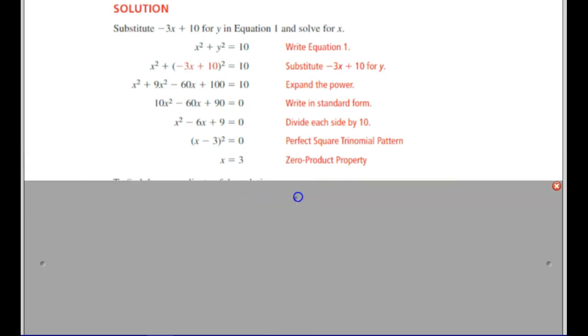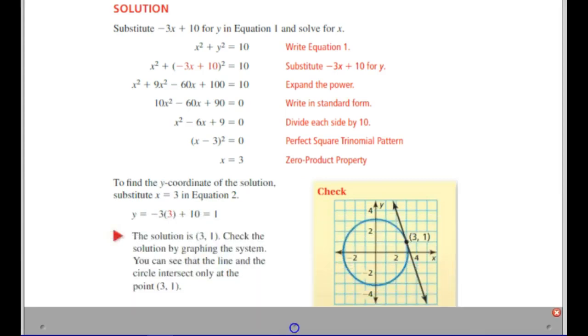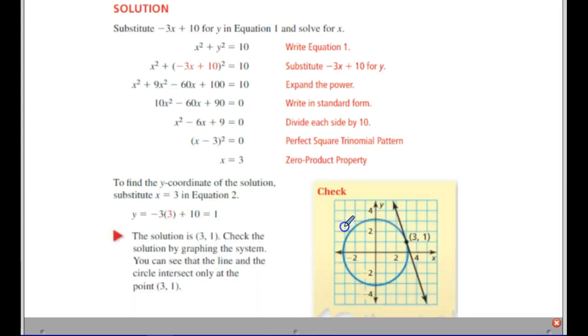Okay, so now I have to find the y part. So I take this and I plug it back into my original equation. I would use equation 2 just because it's easier, and then I can double check my solution. And you'll see here that I have the circle and the line, and they do connect in one place. So I know I was right.